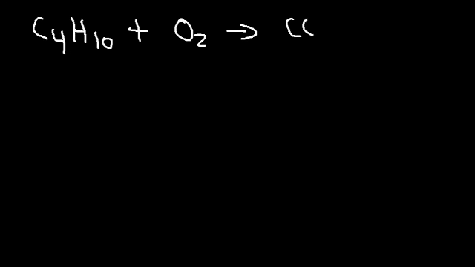So now let's try a different example. Butane, C4H10, reacts with oxygen gas to produce carbon dioxide and water. Now, pause the video and go ahead and balance this reaction.